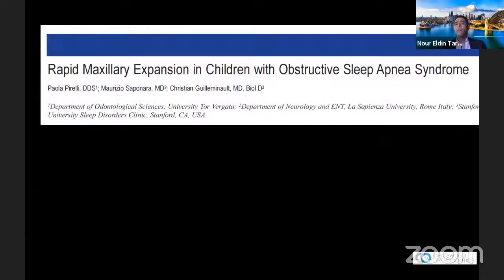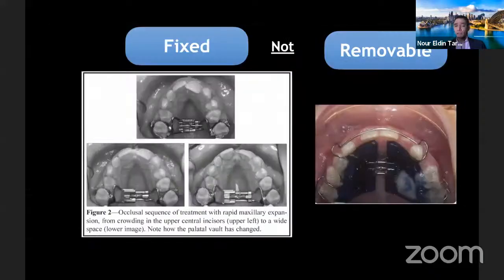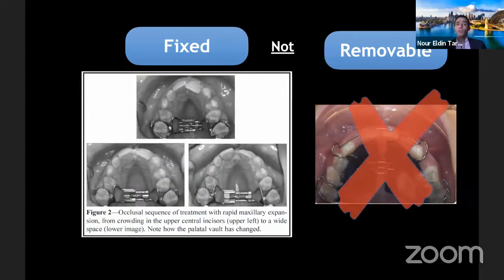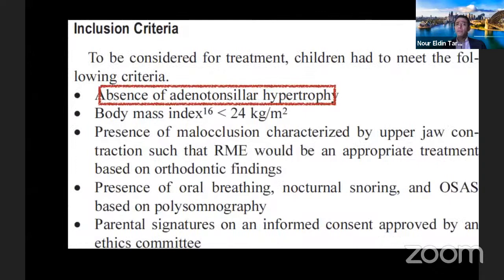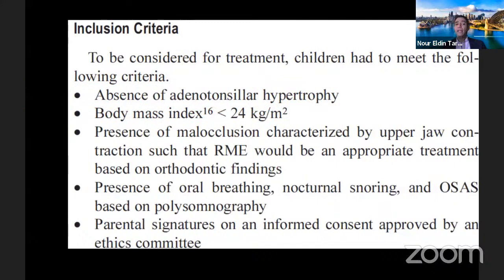Now, obviously, there's a whole heap of studies about this, and this is a really good study looking at rapid maxillary expansion in children with OSA, and you can get almost 100% improvement provided, number one, you're using a fixed expander, not a removable expander, and number two, there is absence of adenotonsillar hypertrophy, so that's been dealt with or it doesn't exist. And the other thing is we have to confirm these results with a sleep study because otherwise we don't know if this has worked or not.